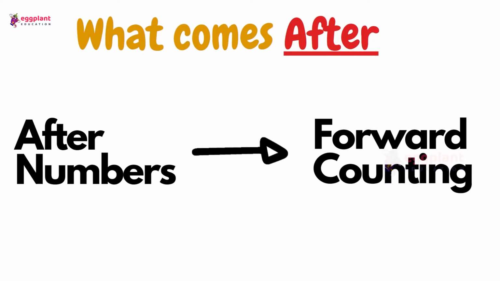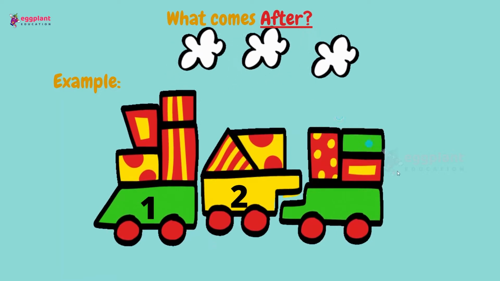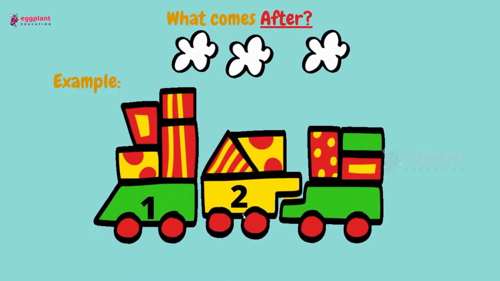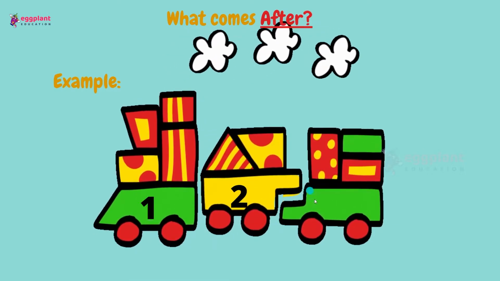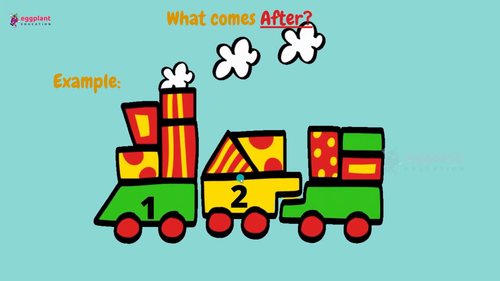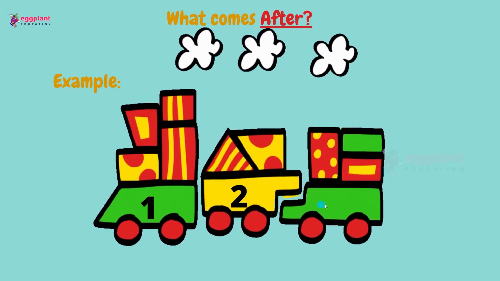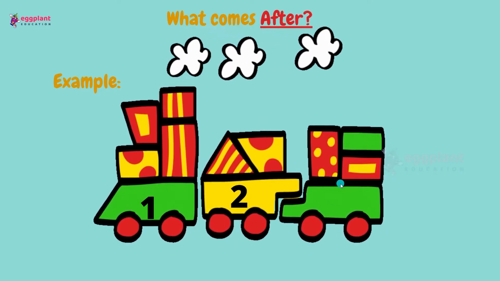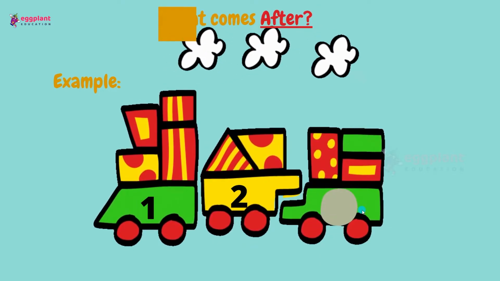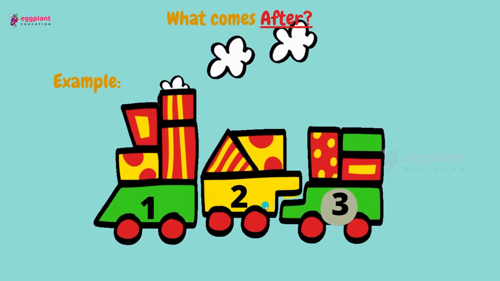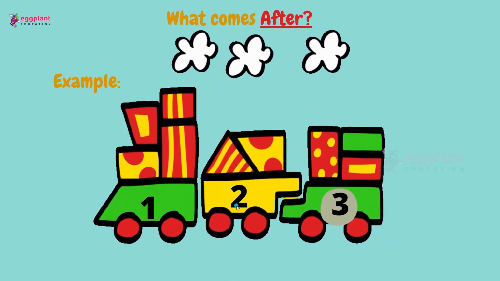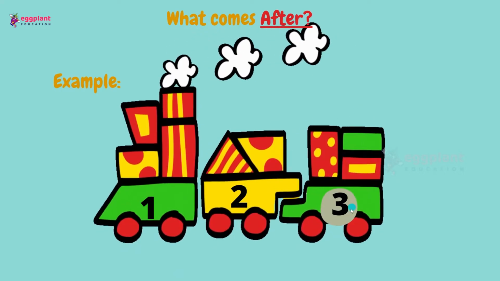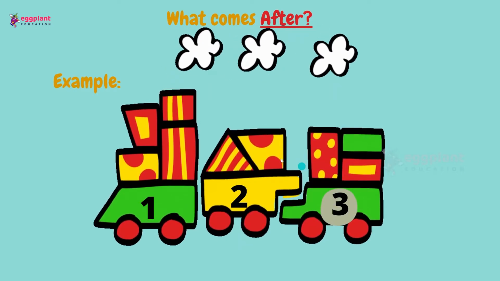We'll see a little example. Look at this choo-choo train. Here we have number 1 and number 2. You are going to tell me what number is going to come. What number is next after 2? 1, 2, and any guesses? Yes, it's number 3. This after number is always one number greater than the given number. So after 2, the number is 3. It is one number greater than the previous number.